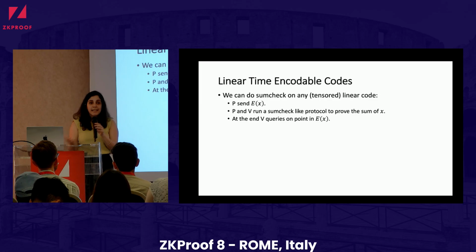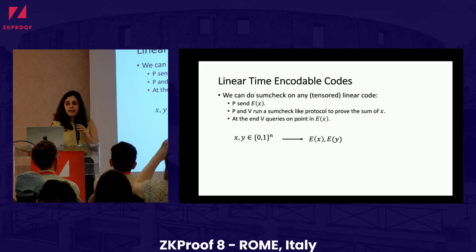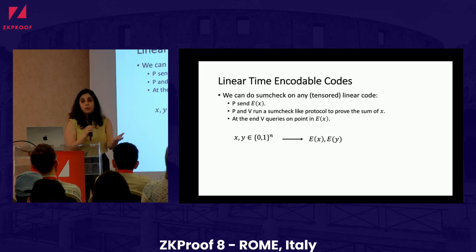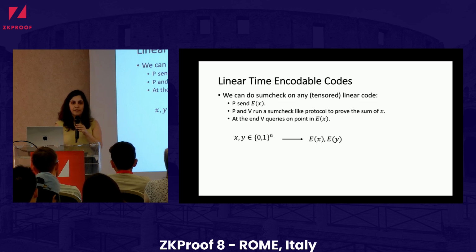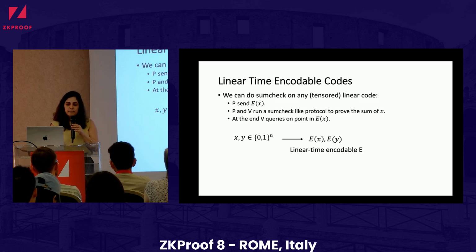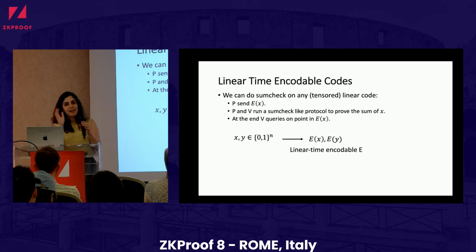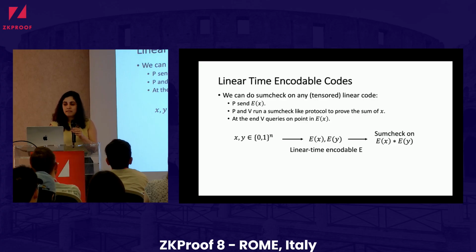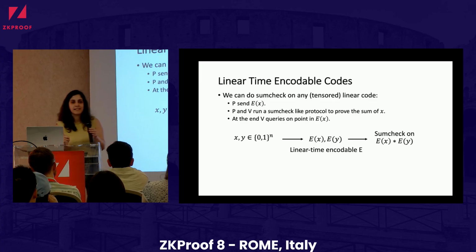So let's try a second attempt at this. We have our x and y, and now we convert them into code words, ex and ey, and the prover can just do this in linear time and send the code words to the verifier. And we use a linear time encodable code. We know that these exist, and everything's linear as a map, and we're happy. And then they just run sum check on ex, pointwise multiplication, ey. Don't take a picture yet. This is not going to work.